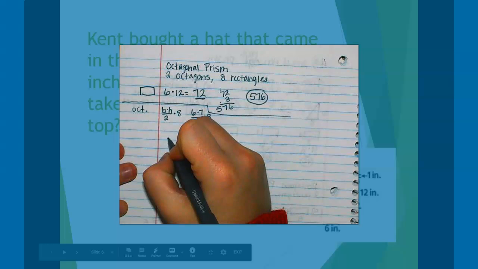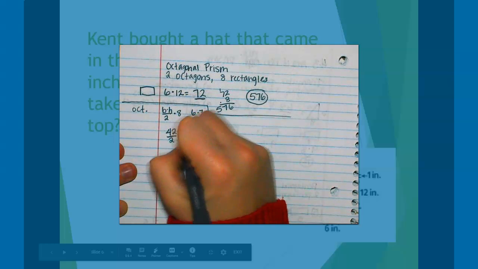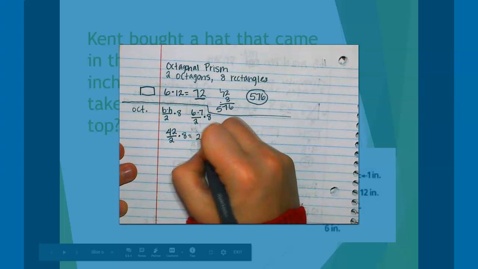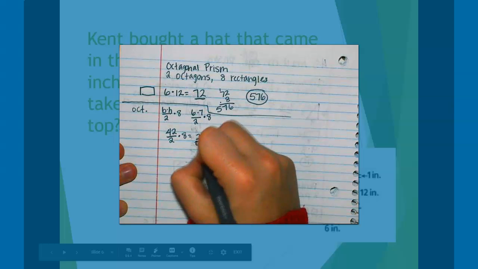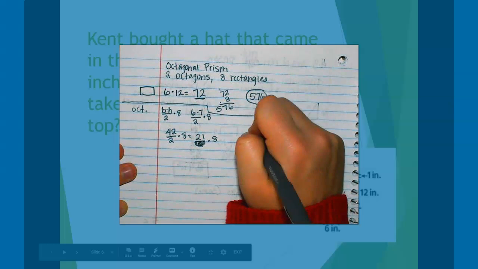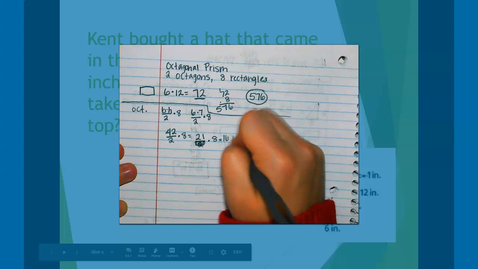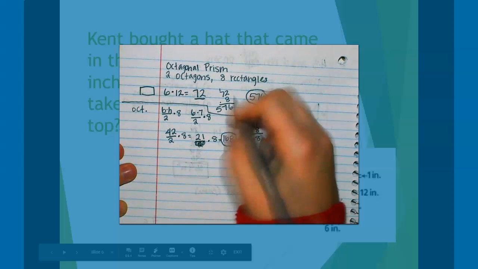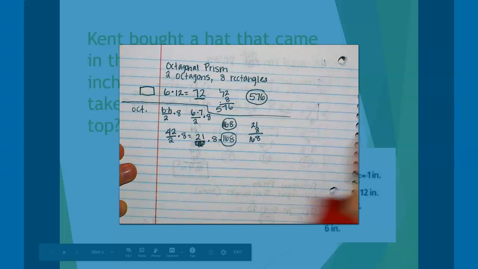So 6 times 7 would be 42 divided by 2 is 21, times 8. Not 21 divided by 2, just 21 times 8. 8 times 1 is 8. 2 times 8 is 16, so that's 168. We're going to have 2 of those. Do not forget the top and the bottom base.